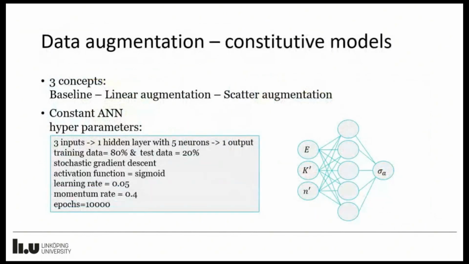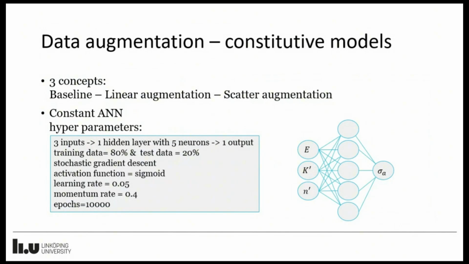So in this work, we took 2 concepts and a baseline. First we're going to do a baseline, and then we do a linear augmentation, and then a scatter augmentation approach. For each of these 3, we will use an artificial neural network, which is constant, and we're going to keep the hyperparameters constant. So we're not shifting the network, we're keeping it constant with 3 inputs and 1 output, and we have 5 neurons in the hidden layers. Kind of a simple model.